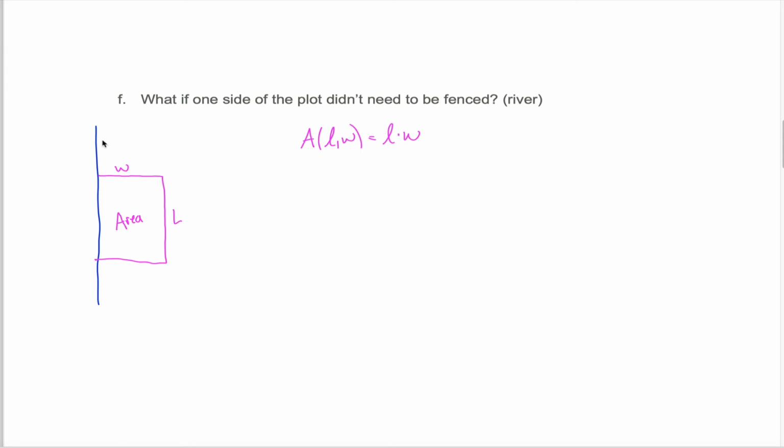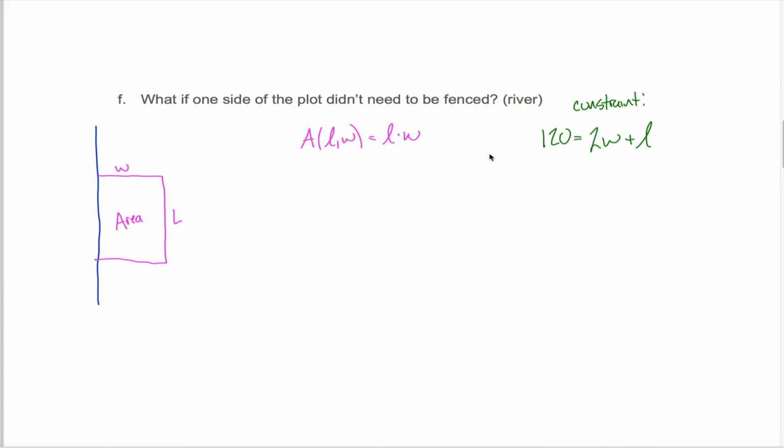However, now we don't have to fence one of the sides because, I don't know, there's like a river here or something. So that 120 will be used for this length, and this length. It'll be twice the width plus 1 times the length if I'm calling this the width and this the length. We have a slightly different constraint, which will lead to slightly different optimal dimensions.